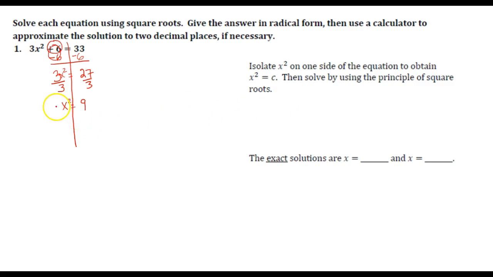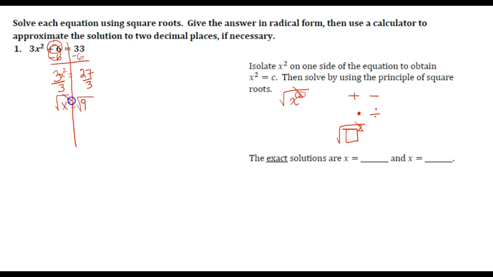The next thing we're going to do is square root both sides, just like it says here, to solve by using the principle of square roots. Because whenever you have something squared, you can get rid of that 2 exponent by square rooting. Just like the opposite of a positive is negative, opposite of multiplying is dividing, opposite of squaring something is square rooting. They cancel each other out.